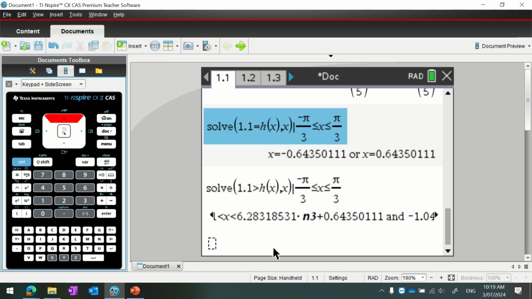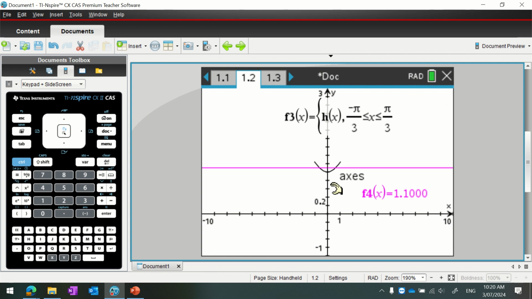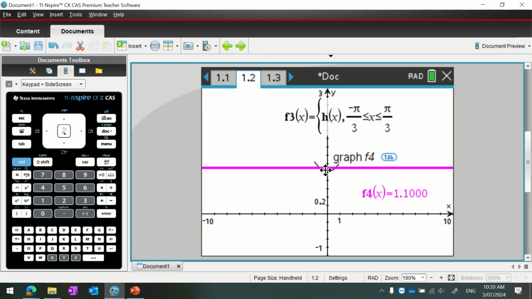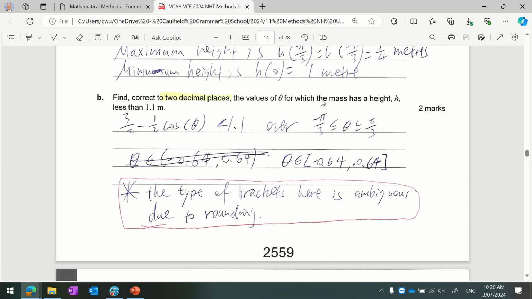Which means if we do the equality, we find the intersection between the line y equals 1.1 and the curve. From that intersection, I have the two x values, and then I need x to be in between. Sorry, theta to be in between, because I want the height to be less than. Okay, so height is less than 1.1. Okay, here is the slight problem though.